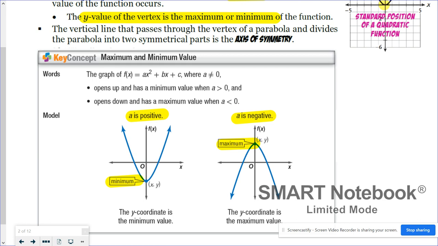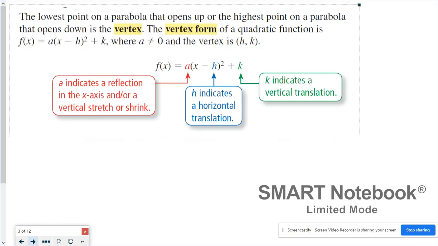It's also through the vertex that the axis of symmetry passes. So the axis of symmetry is a vertical line. It's passing through the vertex of the parabola, and it divides the parabola into two symmetric parts. Okay. So when we're working with vertex form, generally we're using h and k to represent the vertex of our parabola. Now, vertex form is also that transformational form.